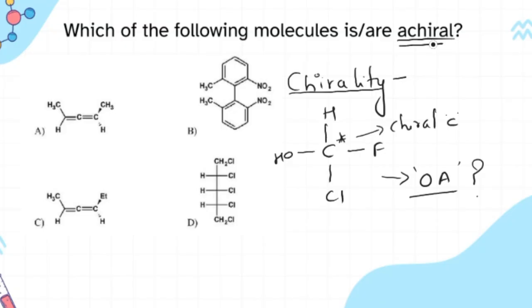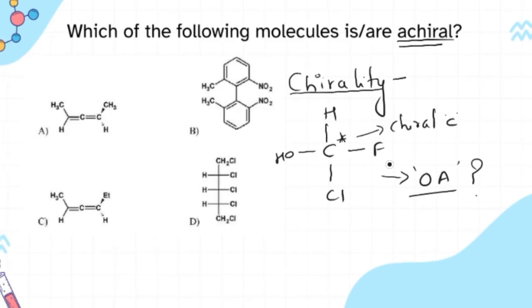Students, remember, achiral molecules will not rotate the plane of plane polarized light. Remember, a chiral carbon is not the only characteristic to define chirality. It could be due to the presence of a chiral axis. So what exactly is a chiral axis?